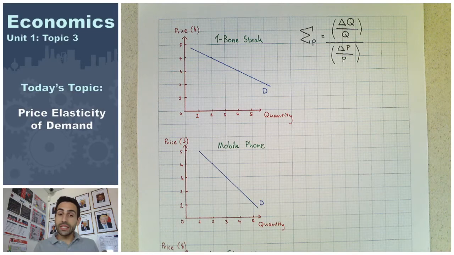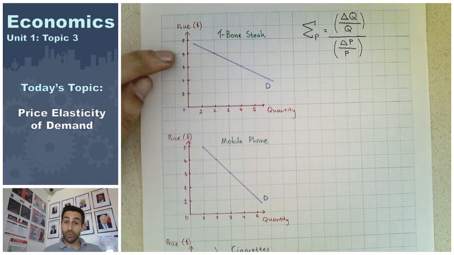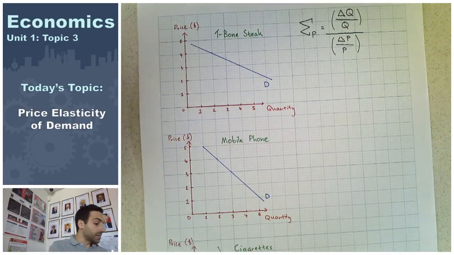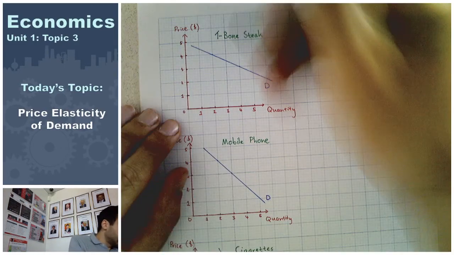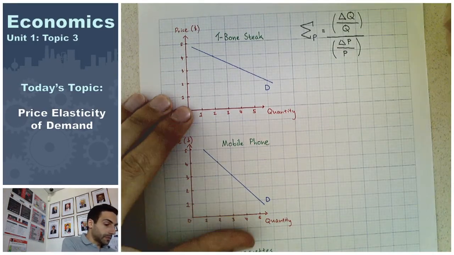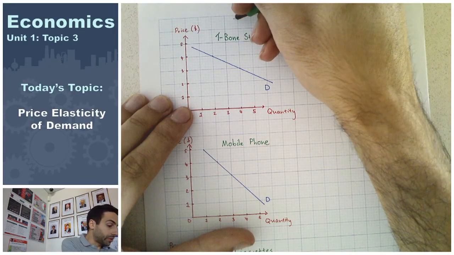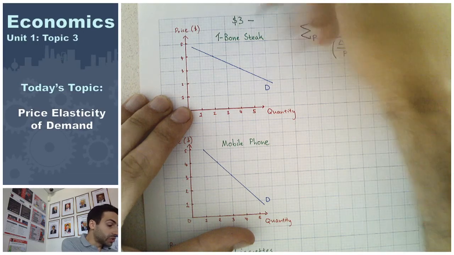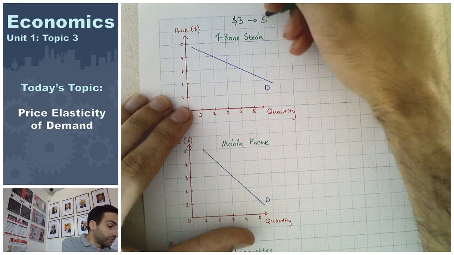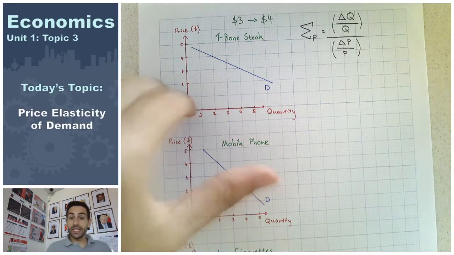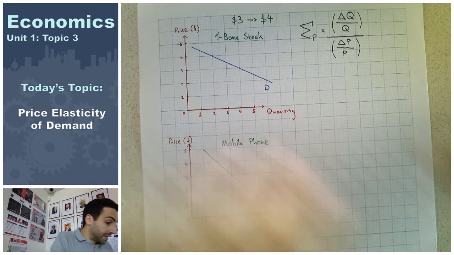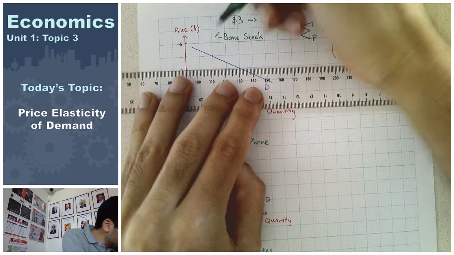First, let's take this first product and let's say that the price of T-bone steaks is going from $3 a steak to $4. There's our change in price. Let's use that as the example. Now, what's happening? So here's $3.